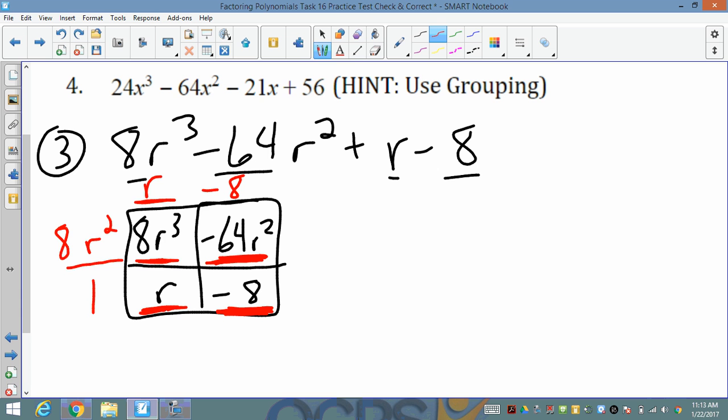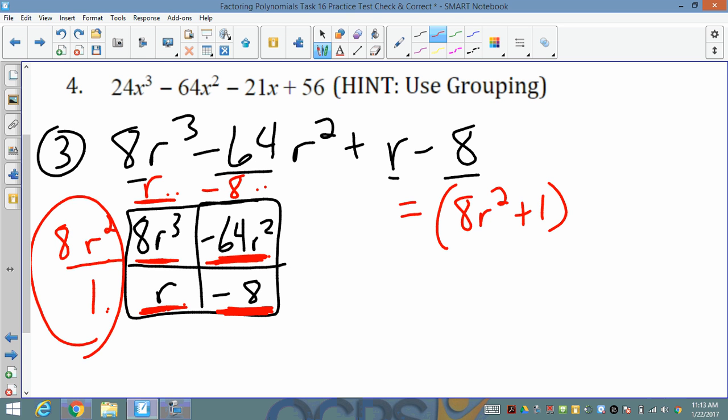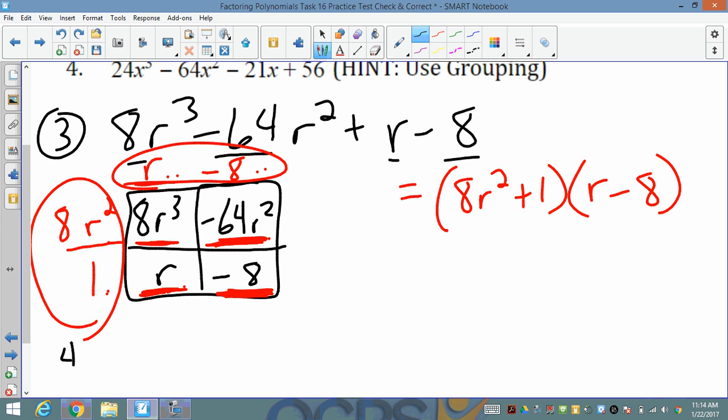Remember to re-multiply to check yourself. You're going to find little mistakes when you do that. So 8r squared times r is 8r cubed. 8r squared times negative 8 is negative 64r squared. 1 times r is r. 1 times negative 8 is negative 8. So my answer here is 8r squared plus 1, that's from right there, times r minus 8, that's from right there. And that is all there is to grouping. Put each term in its box, and then pull out the greatest common factor of each row, each column.